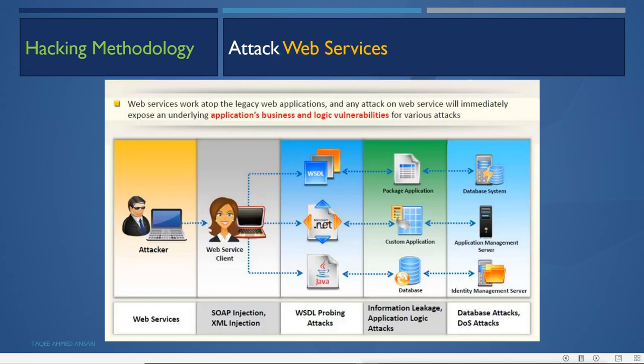Attack web services work atop the legacy web application, and any attack on web services will immediately expose an underlying application's business and logic vulnerabilities for various attacks. For example, if you attack web services from the client side, SOAP injection and XML injection can happen. On these different technologies, WSDL probing attack can happen. On these databases, information leakage and application logic attacks can happen.